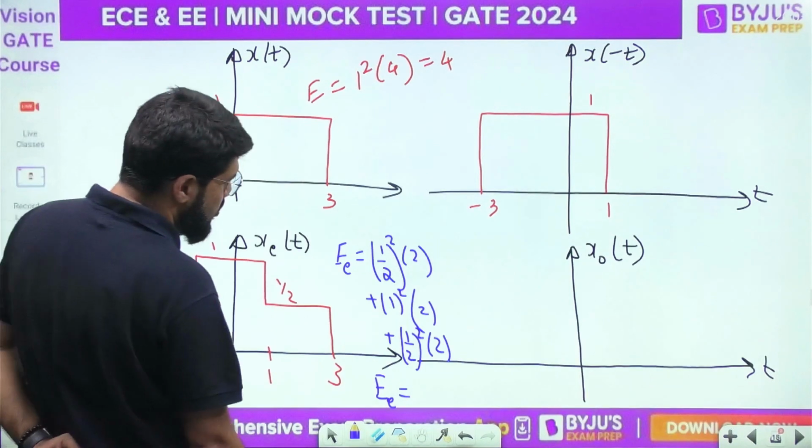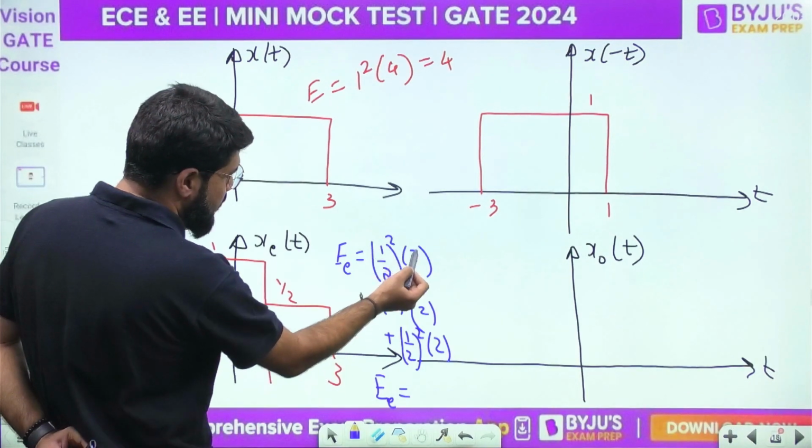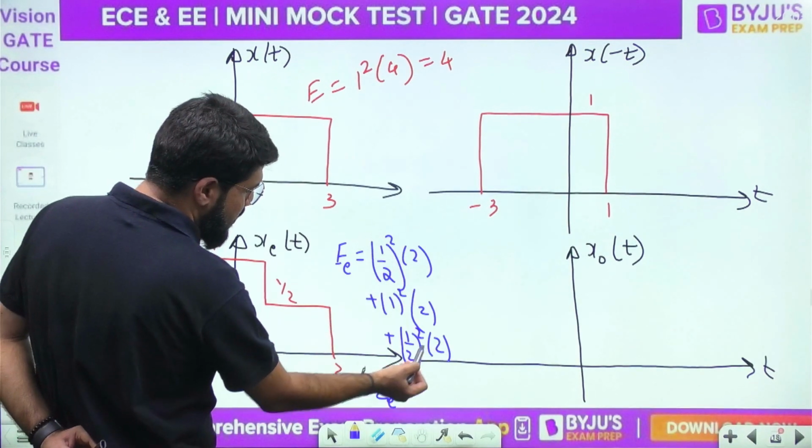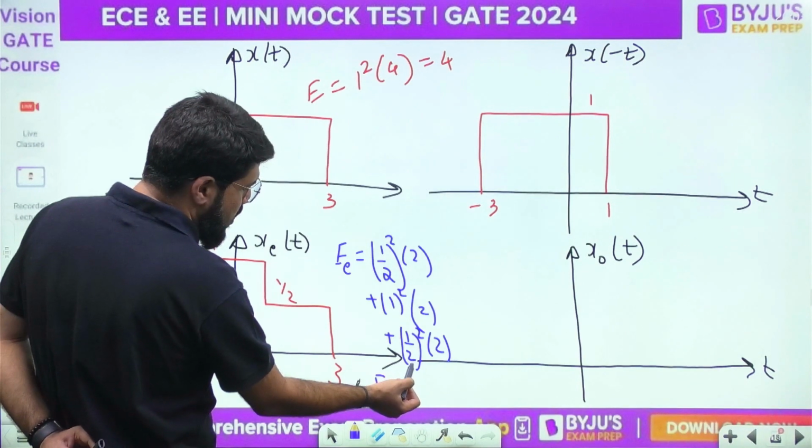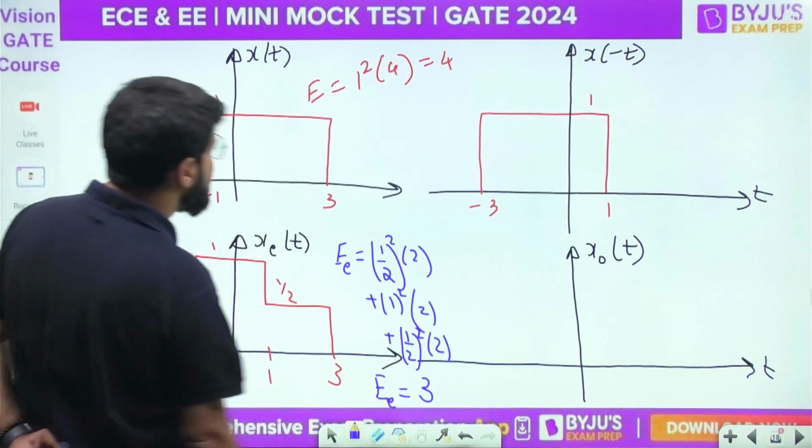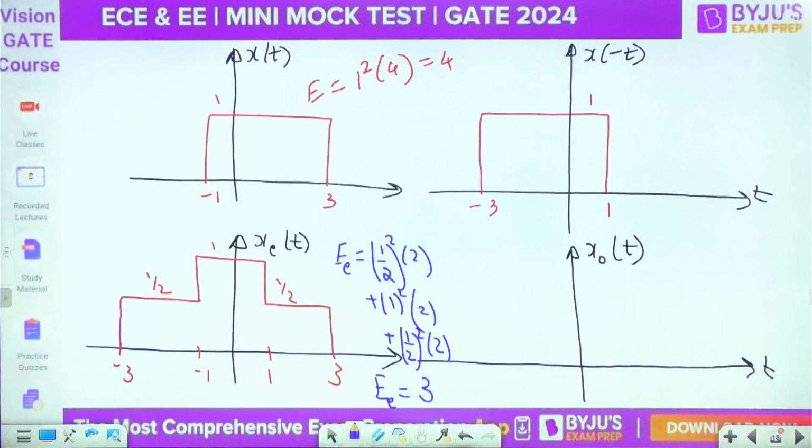Okay, that is going to be 1 by 4 into 2, 1 by 2, ye bhi hua 1 by 2, 1 by 2 plus 1 by 2, 1 plus 2, 3. This part is 3. This part is 3.